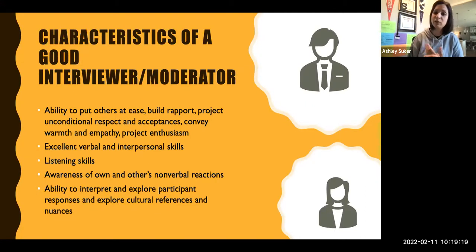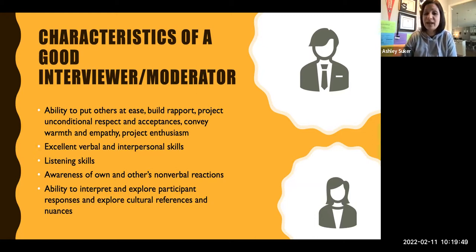In order to have a good focus group or interview, you need a good moderator. So good moderators have the ability to put people at ease, build rapport, project unconditional respect and acceptance, convey warmth, empathy, and enthusiasm. Think about someone that you've talked to. Maybe it's a teacher at church. What did they do to make you want to talk to them, to make you want to participate? Those are all the things that a good moderator does.